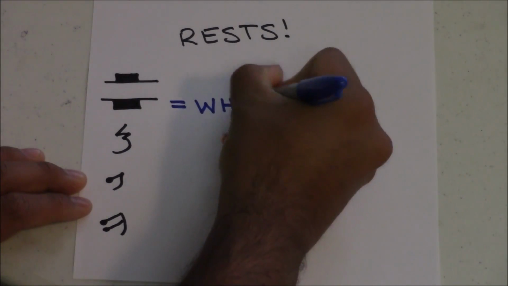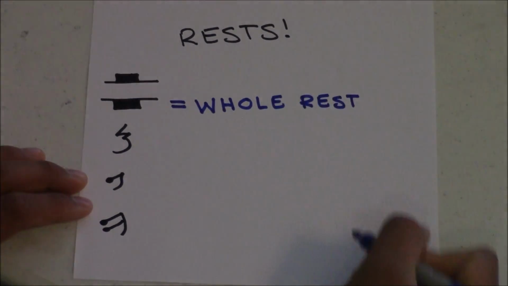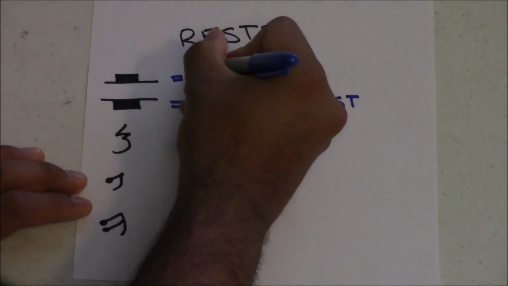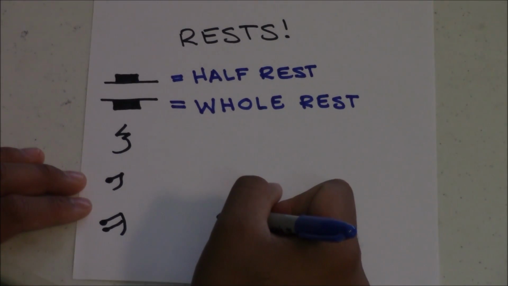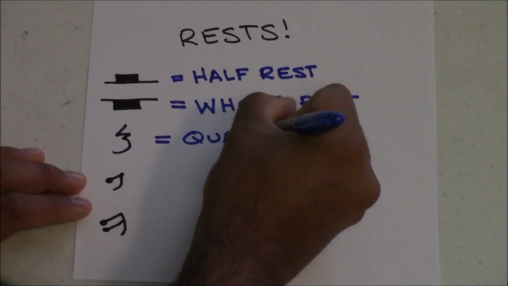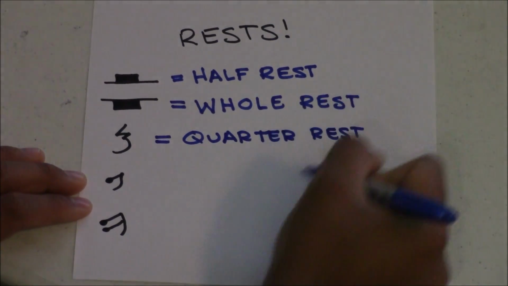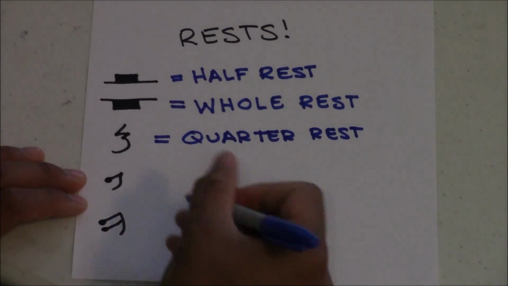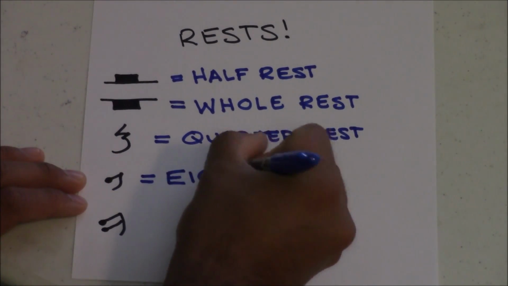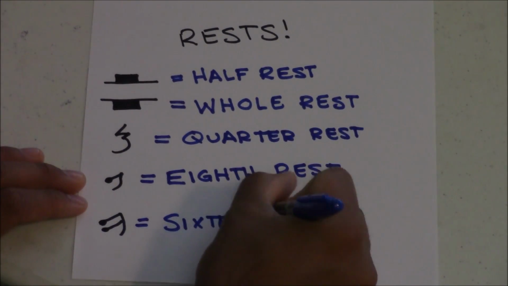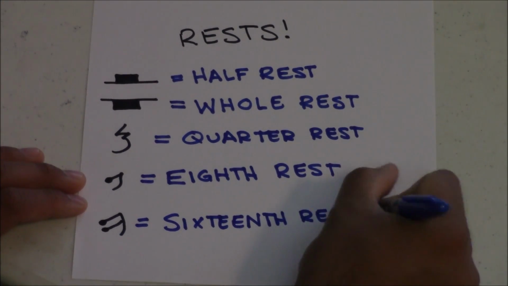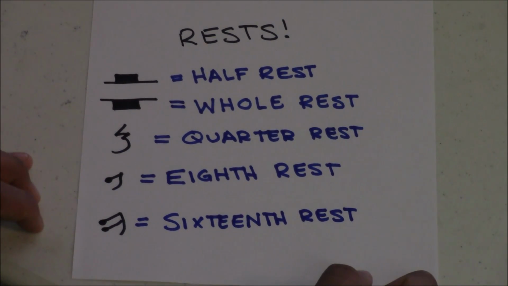The quarter rest kind of looks like a squiggly 3. The eighth rest has one flag coming off of it. The 16th rest has two flags coming off of it. You will see that these rests are very similar to the note they correspond with. Rests are just as important as the notes themselves. So just like the notes, make sure you understand and memorize the different rests as well. So once again, for 16th rests, you'll have 16 16th rests in a whole rest. Make sure you understand that.